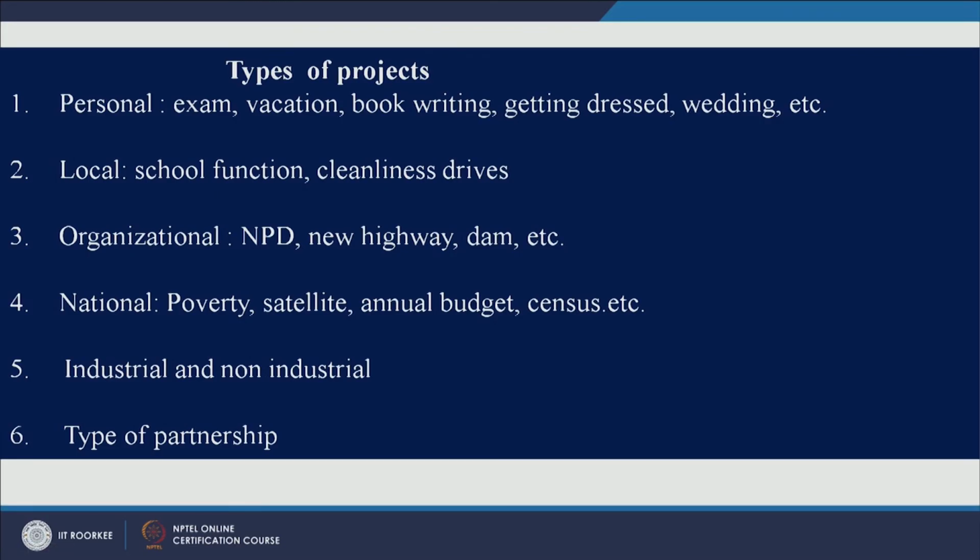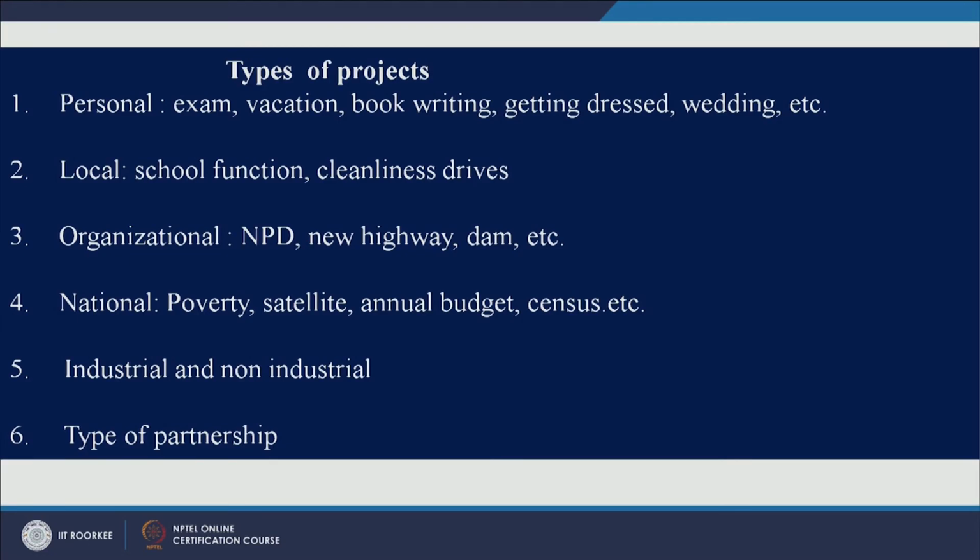You can have new product development projects, a new highway, dam, power plant, fertilizer plant, coal plant and so on. You can have projects at the national level, such as a poverty eradication program. You can have a satellite development program. We have got NASA with us, so NASA is looking after all these programs. So, that would be a national project. Preparation of the annual budget, census, Skill India, Clean India, all these are national level projects.